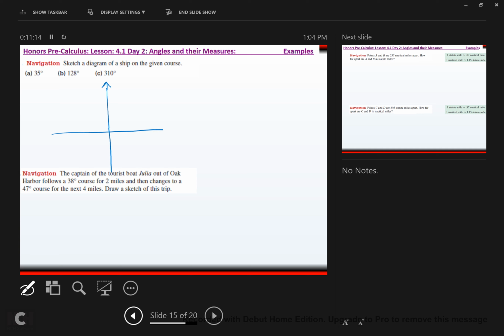North, nautical north, would be pointing up. And you start from a standard position, which would be on the horizontal. So to go 35 degrees, well, 45 is exactly halfway between. So I don't know, 35 is about maybe right there. Okay, so that would be, oh, no.